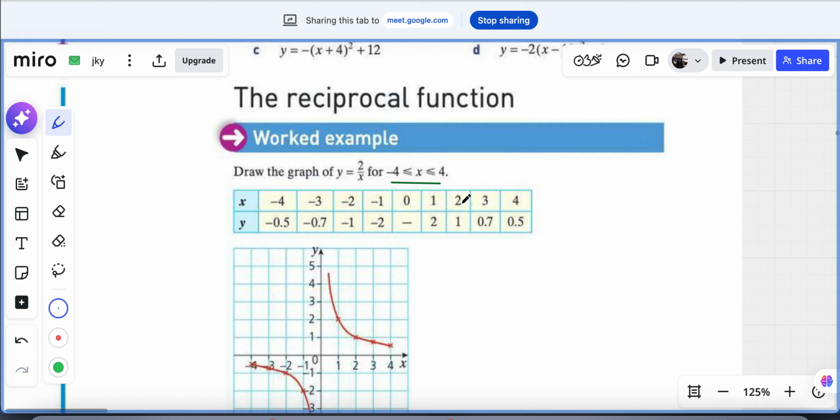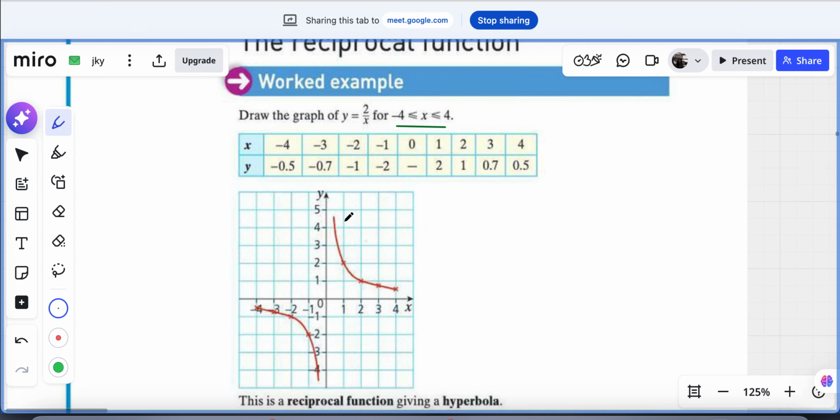2 divided by 1, you get 2. 2 divided by 2, you get 1. I'm saying this 2 is a constant number, divided by whatever value in the column you are doing. 2 divided by 3, you get 0.7. 2 divided by 4, you get 0.5.